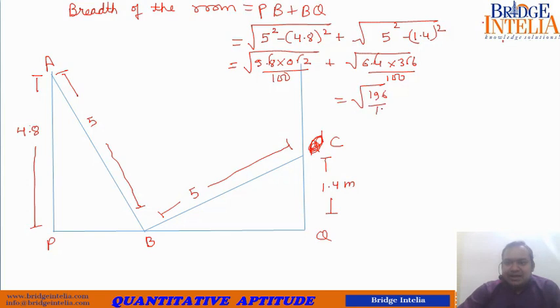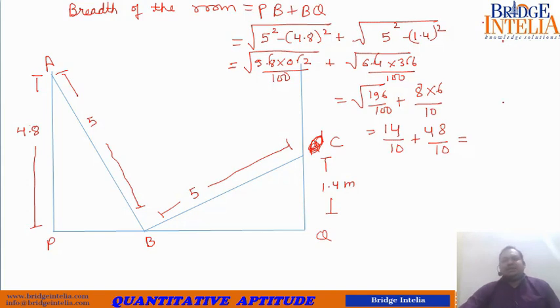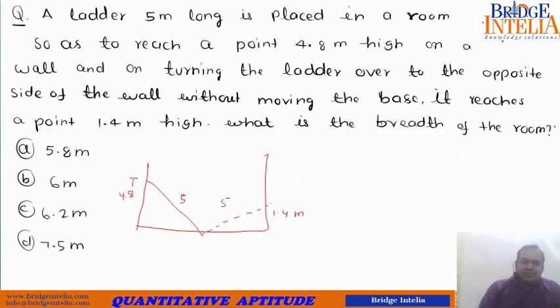Now 64 and 36 both are perfect squares. So 64 square root 8, 36 square root 6, 100 square root 10. And 196 square root is what? 14. So 14 by 10 plus 48 by 10. So this is how much? 48 plus 14 comes out to be 62 by 10, which is equal to 6.2 meters. So the answer will be equal to 6.2 meters. So now let's move to the next one.